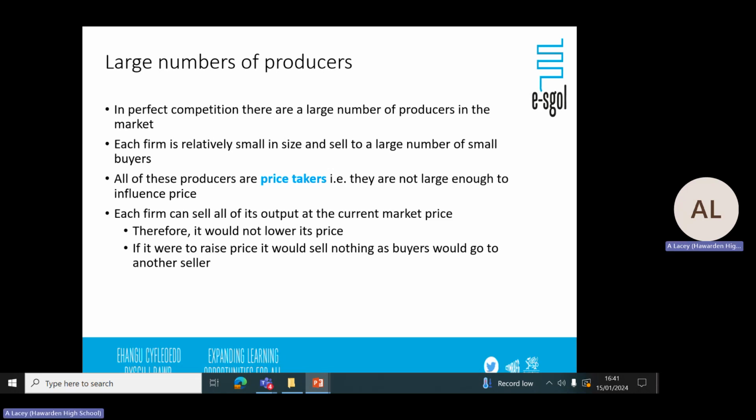Each firm can sell all of its output at the current market price. Therefore, it would not lower its price. And if it were to raise its price, it would sell nothing as buyers would go to another seller.